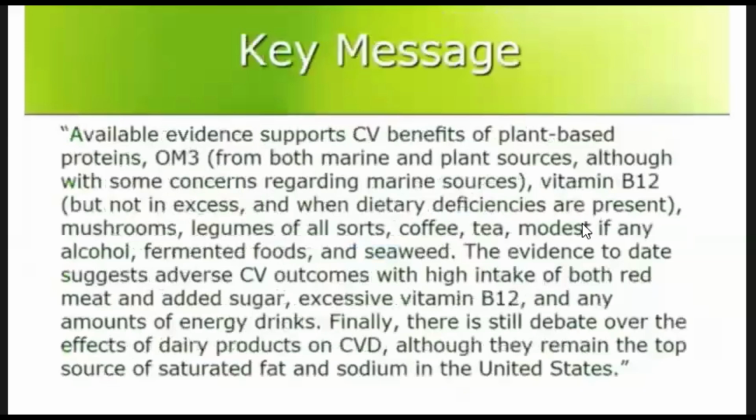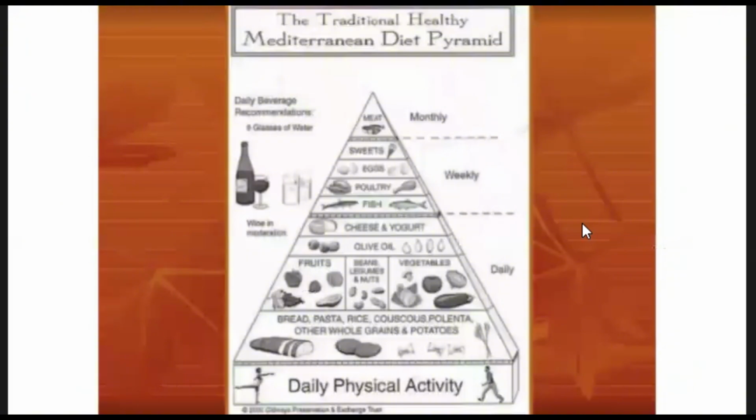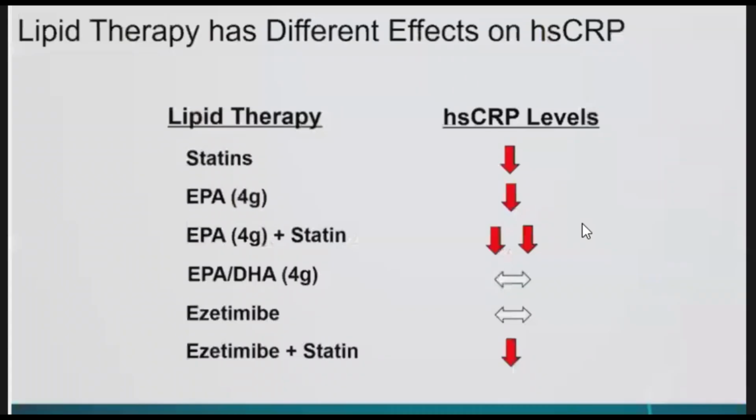And the key message is that now we are stressing more on plant-based protein. Mushrooms are better, legumes and seaweeds are better. And also, overall, for the triglyceride reduction and the LDL reduction, you have to cut down on your energy intake, like sugar, meat, and also energy drinks. And there's always controversy about the dairy products, because most of the saturated fat comes from the dairy products. So this is the Mediterranean diet pattern I described.